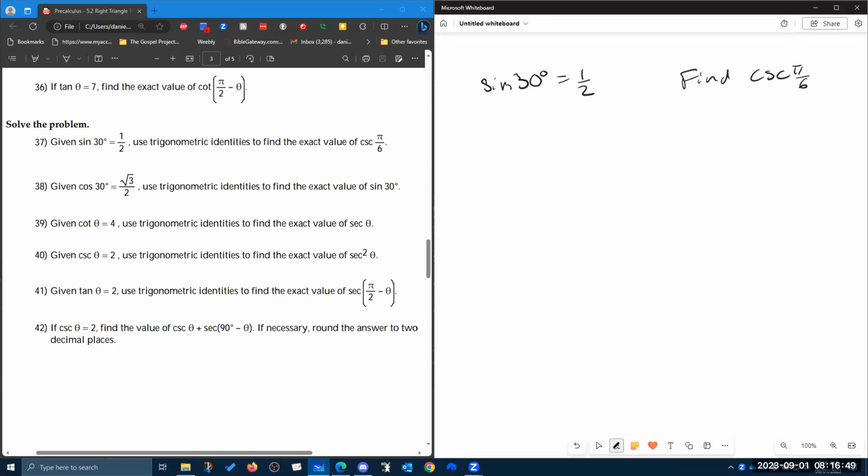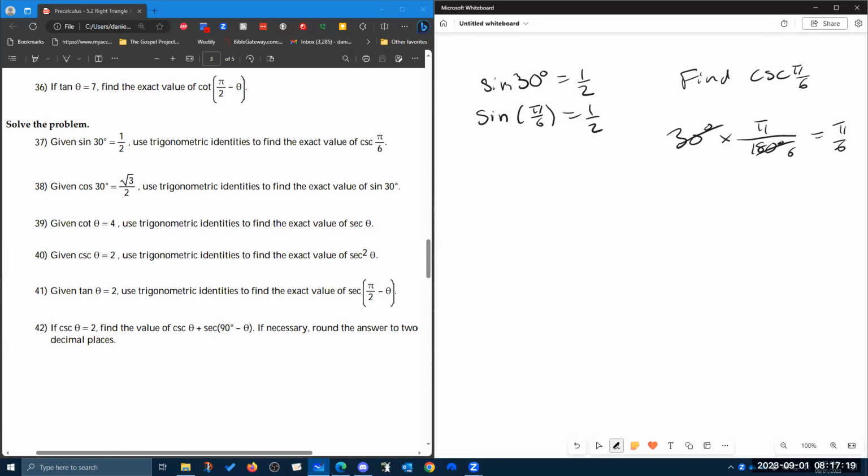of pi over 6. Well, the first thing that we need to do is change 30 degrees to radians because our angle over here that we're finding the cosecant of is in radians. So 30 degrees times pi over 180 degrees is the same thing as pi over 6. So that's good. We can say that sine of pi over 6 radians is 1/2.